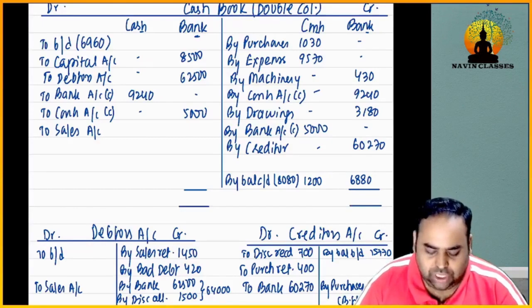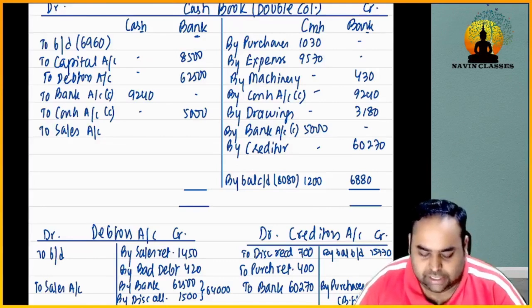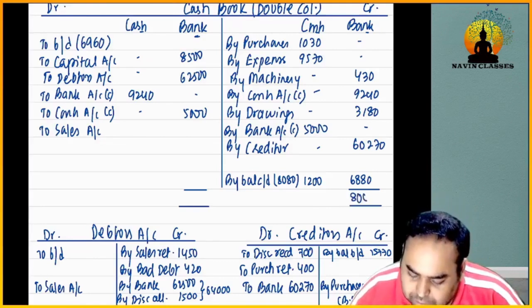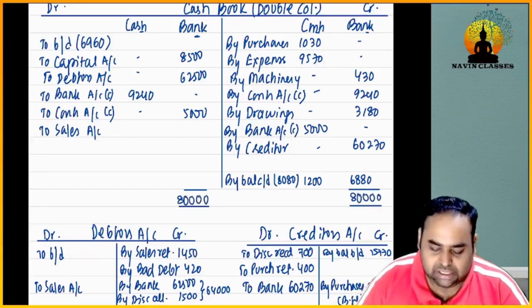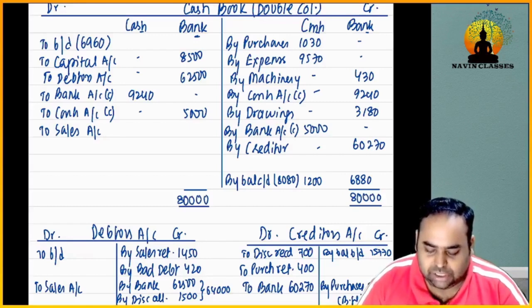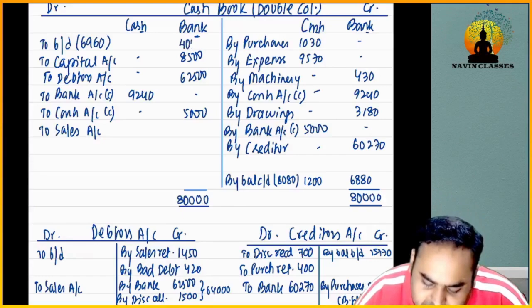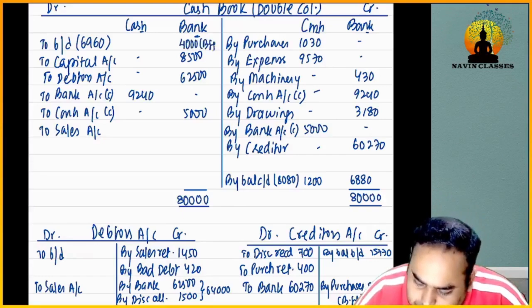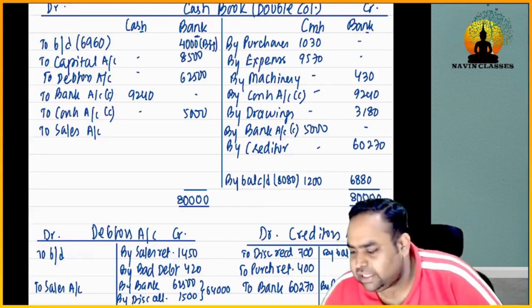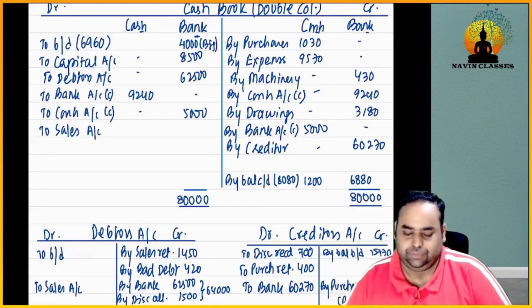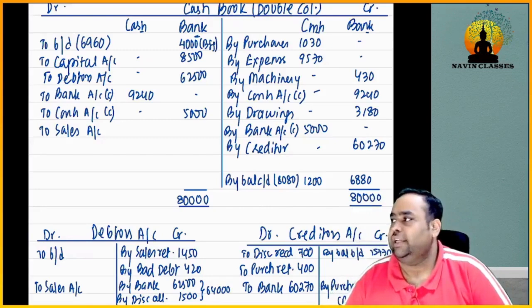439,240, 3180, 60,270, 6880. Total amount is 80,000. Minus 8,500, minus 62,500, minus 5,000. So the bank balance is coming as 4,000.